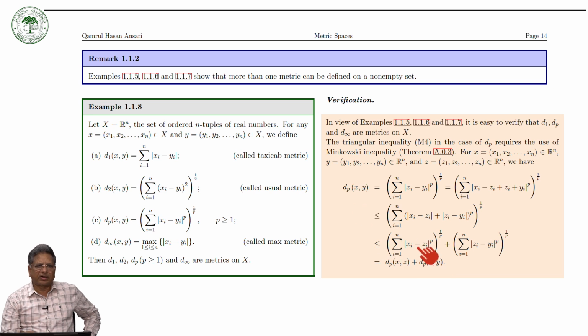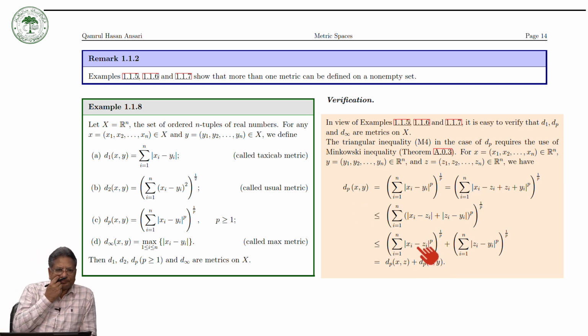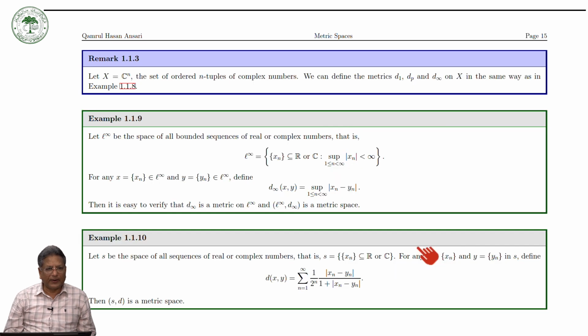It means that the triangle inequality holds good. So this way we can see that we have defined 4 different kinds of metrics on Rn. Of course, besides this you always have a discrete metric on every non-empty set X, and so it is on Rn.